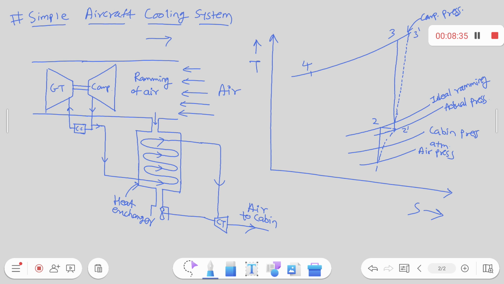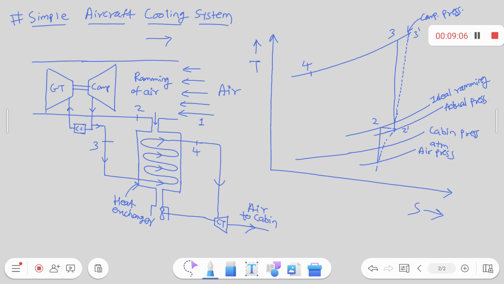Then 3 dash to 4 is what? Here, this is the condition 1. Ramming is the condition 2. After compression, condition 3. 3 to 4 is what? Cooling of the compressed air inside the heat exchanger. Right? So 3 to 4 is what? Cooling process. Okay?